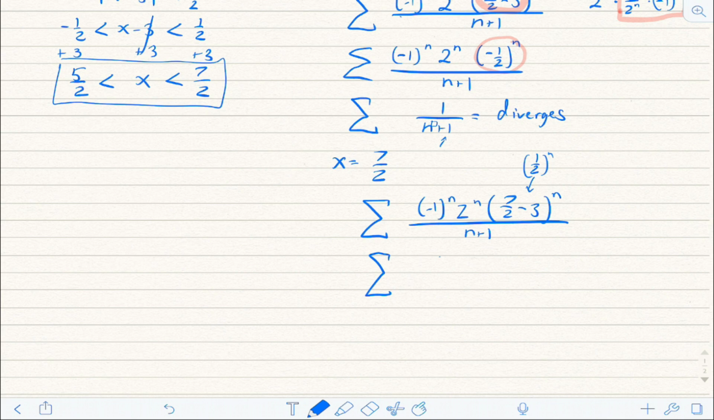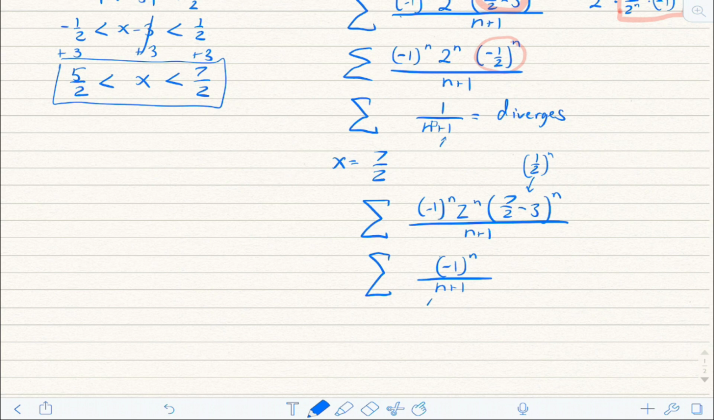So I'm actually left with negative 1 to the n power over n plus 1. Now, this leaves us with an alternating series. So if it is an alternating series, we know that we can use a different type of test to help us figure out convergence or divergence.